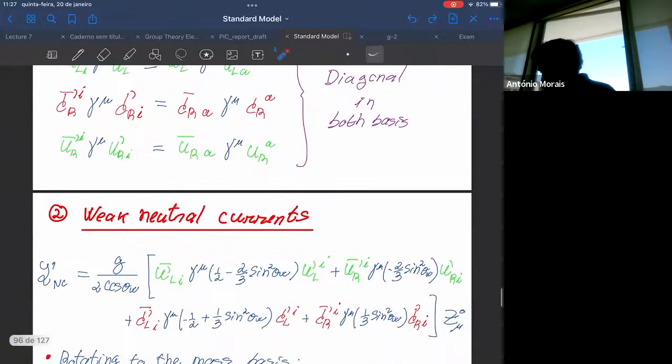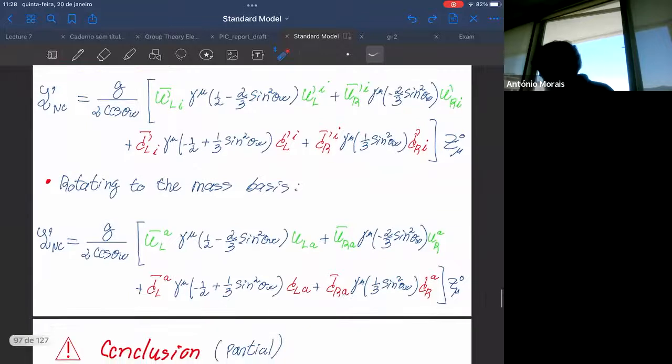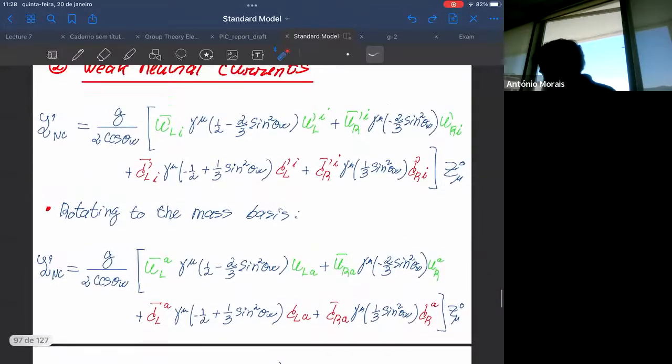Although there is a structure coming from the fact that it sees left and right parts differently, you can still see here, by looking at the colors and the labels, that again the same matrix that you use to diagonalize will cancel out. You can pass the matrix through this number here. There is no commutation problem here, and it's the same for any of these four terms. So you rotate to the mass basis, and you get exactly the same diagonal structure. So once again, neutral currents can also be simultaneously diagonalized with mass.